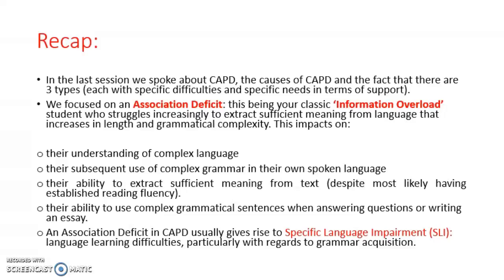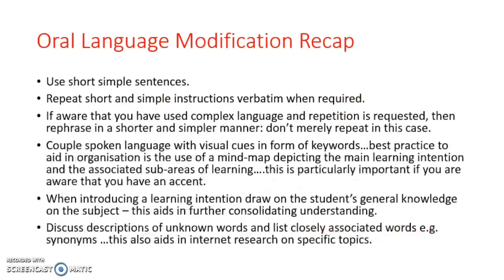And it also impacts on their ability to represent themselves on paper in terms of their use of complex grammatical sentences within essay writing, story writing, as well as when they're required to answer questions. These children will often answer in one-word answers rather than a full sentence, despite you having reminded them many times. And we spoke about the fact that an association deficit can often result in a specific language impairment, particularly with regards to the use of grammar.